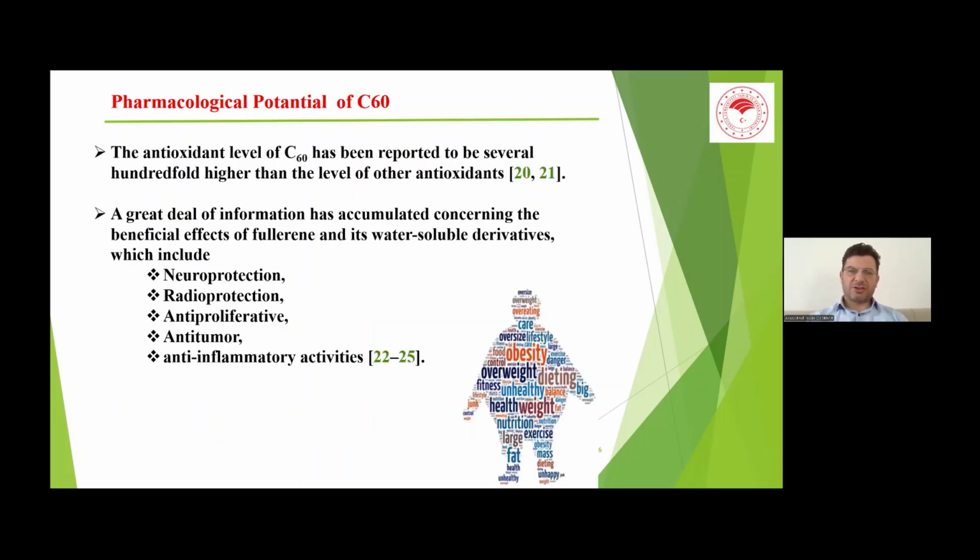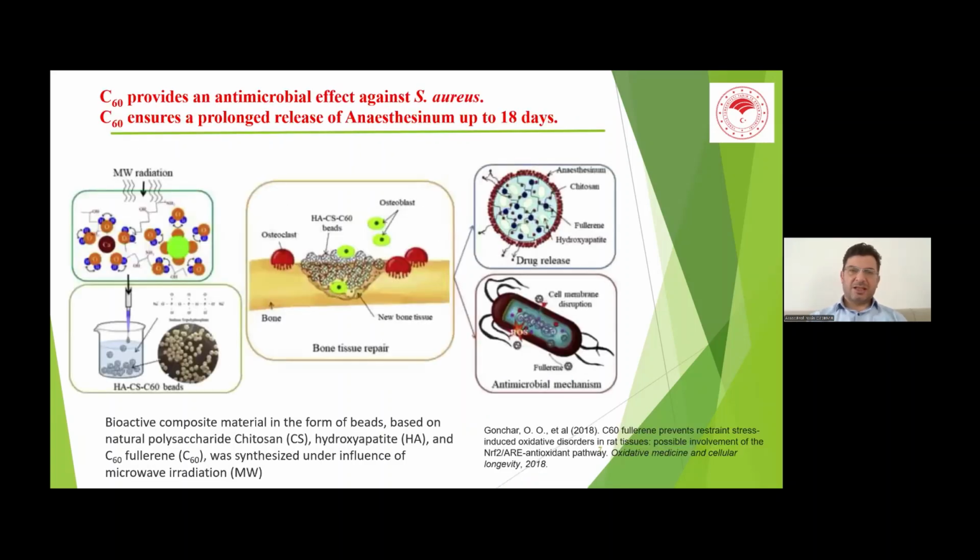The pharmacological potential of fullerene is reported to be several hundredfold higher than the level of other antioxidants. The spherical or ball shape also gives a higher antioxidant activity to this component. A great deal of information has accumulated concerning the beneficial effects of fullerene and its water-soluble derivatives, which include neuroprotection, radioprotection, anti-proliferative effect, anti-tumor, and anti-inflammatory activities. Fullerene also provides antimicrobial effects and ensures prolonged release of antihistamine up to 18 days.